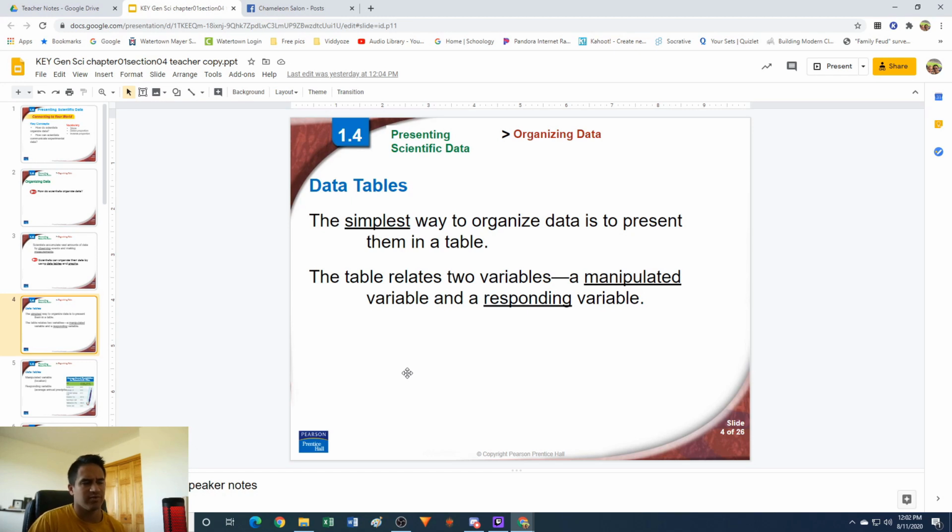So as to what a data table is, sometimes students for some reason get data tables and graphs mixed up, but a data table is usually a way that we can organize our information in columns and rows. Okay, and a lot of times on our data table we'll have our manipulated variable and our responding variable, so we can see how the thing that we're changing is affecting the thing that we're trying to measure.